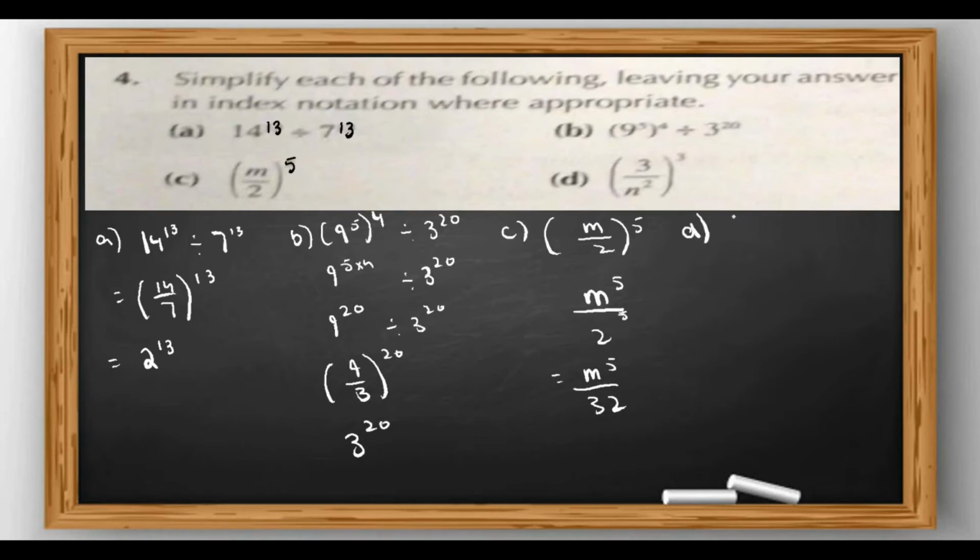Moving on to part D. 3 upon n raised to power 2, the whole raised to power 3. So this would become 3 raised to power 3 upon n raised to power 2 multiplied by 3. So what is 3 raised to power 3? It's 27. So your answer would be 27 upon n raised to power 6, and this is your final answer.